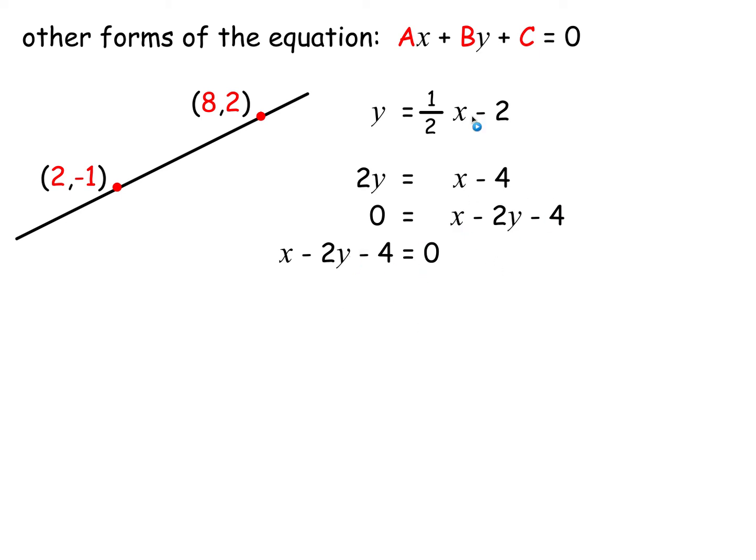Now, I've got it in the form ax plus by plus c equals 0, where a, b and c are 3 numbers. It's 1x here, a is 1. It's -2y here, b is -2. It's a constant here, as it's got no letter on it, no variable. It's -4, c is -4. So a, b and c are 3 numbers. a is 1, b is -2, c is -4.